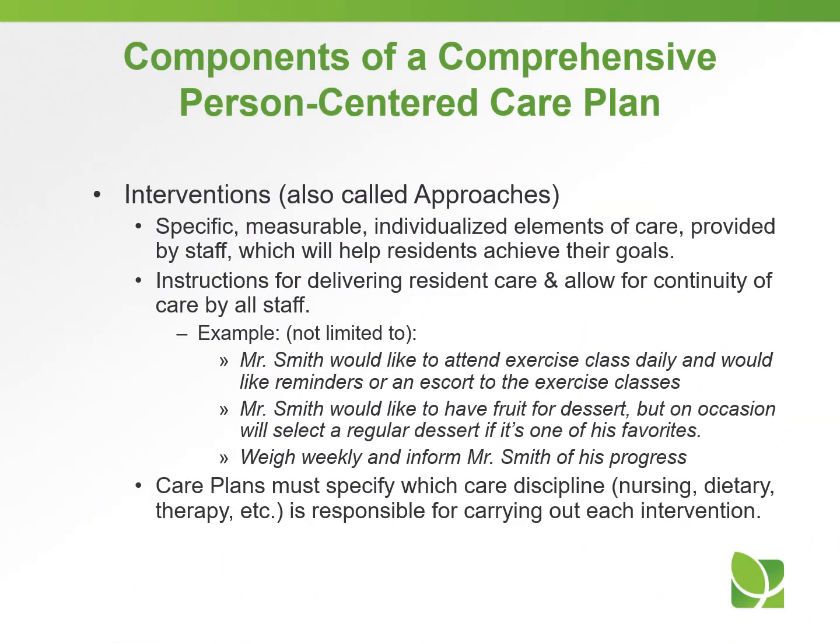Interventions or approaches must be specific, measurable, individualized elements of care provided by staff, which will help residents achieve their goal. They are instructions for delivering resident care and allow for continuity of care by all staff. For example, Mr. Smith would like to attend exercise class daily and would like reminders or an escort to the exercise classes. Mr. Smith would like to have fruit for dessert, but on occasion will select a regular dessert if it's one of his favorites. Weigh weekly and inform Mr. Smith of his progress. Care plans must specify which care discipline, nursing, dietary, or therapy, is responsible for carrying out each intervention.